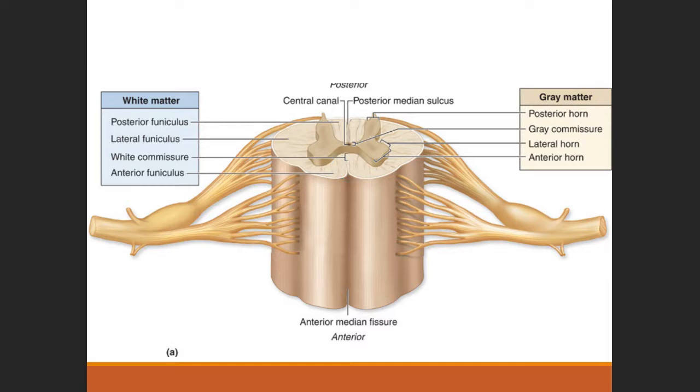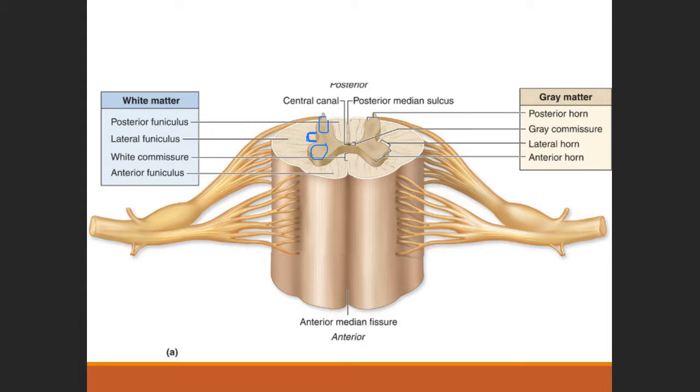Likewise, we look at the gray matter, and we have a posterior horn, we have an anterior gray horn. If we were dealing with a part of the spinal cord that was more so in the thoracic region, we would even have a lateral gray horn here. We'll get to that once we do the autonomic nervous system.